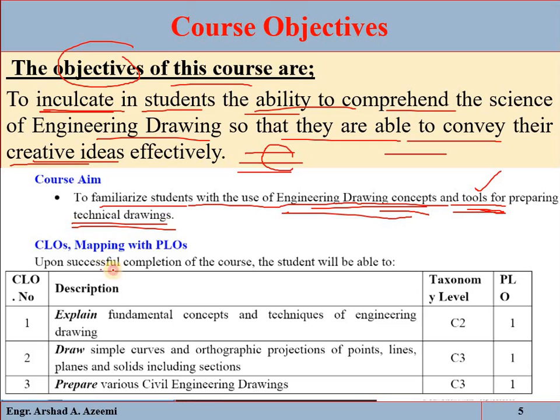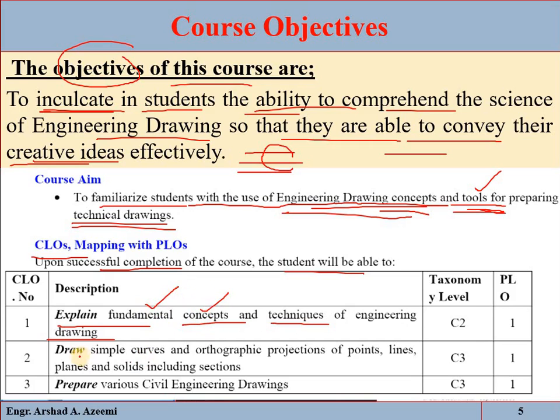After completion of this course, these are the course learning outcomes, that is, what you will achieve. First, you will be able to explain the fundamental concepts and techniques of engineering drawing, that is, how you will transform your creative idea into a sheet of paper. You will have some principles, fundamental knowledge, basic concepts, basic definitions, and basic rules. First you will understand those fundamentals, principles, and concepts.